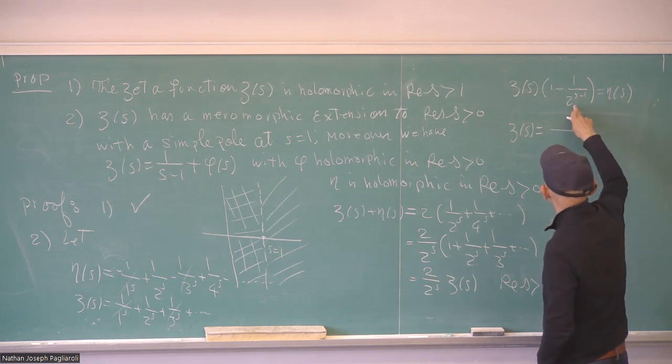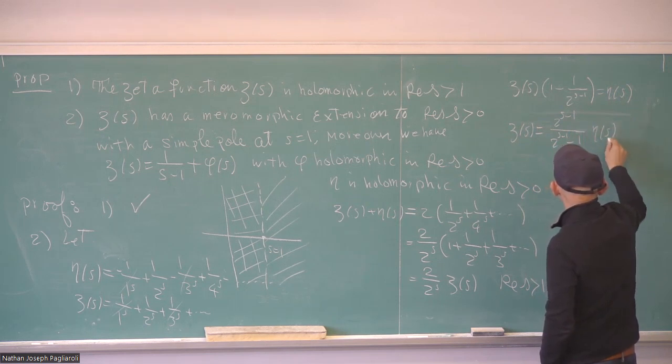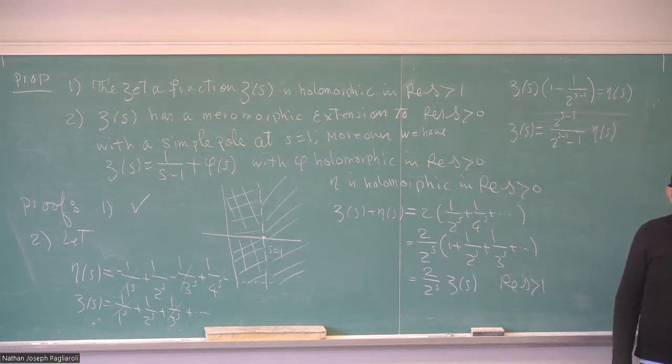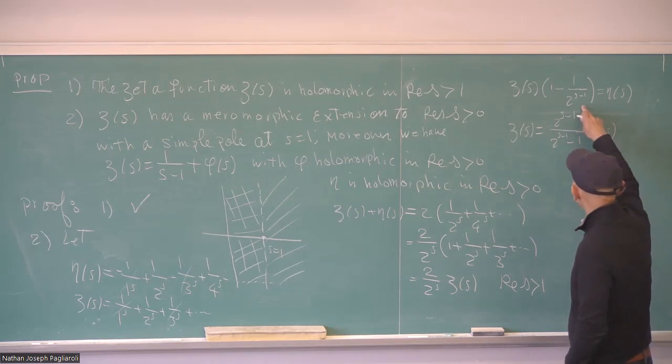So if you multiply, this is 2 to the s minus 1, this is 2 to the s minus 1 minus 1, and this is eta of s, right? So far, are we okay with this? It's quite elementary.